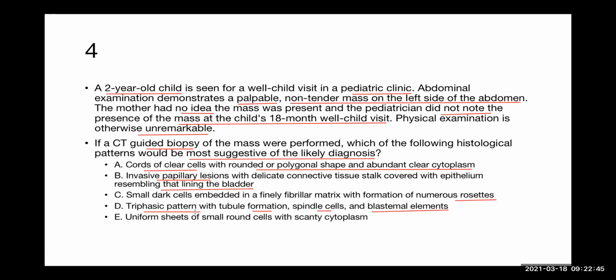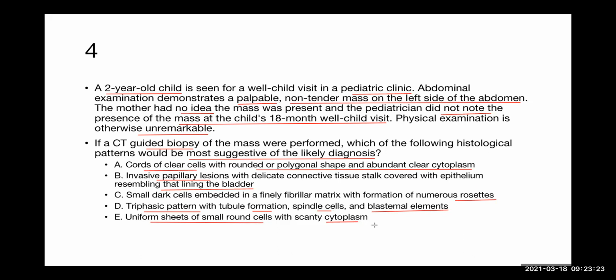This is a triphasic pattern. It's three different types of tissues: tubular epithelial tissue, which exactly forms like a tubule of nephron, spindle cell, and blastemal element. So this is Wilms tumor histopathology. And then the uniform sheets of small round cells with scanty cytoplasm can be seen in so many different tumors. These are called small round blue cell tumors, like neuroblastoma, non-Hodgkin's lymphoma, rhabdomyosarcoma, even retinoblastoma. So the answer is D here.